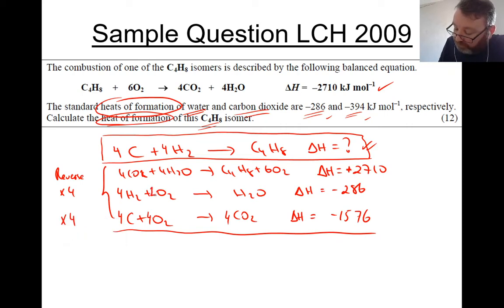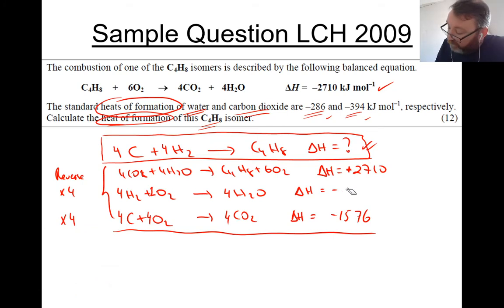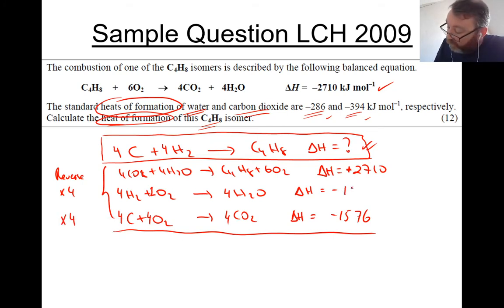So you put a 2 in front of that, a 4 in front of that, and the 286 gets multiplied by 4, and that comes out as 1144. Okay, so now I'm on step number 4 at this stage. Only 1 step left to go.